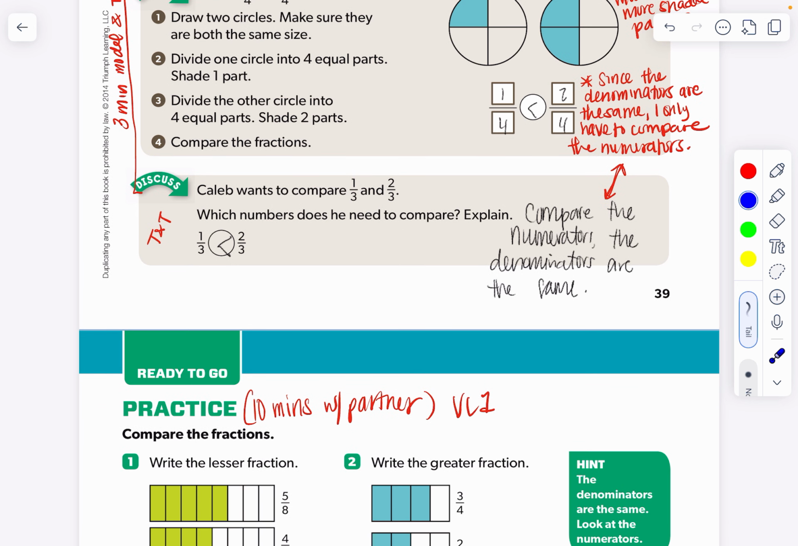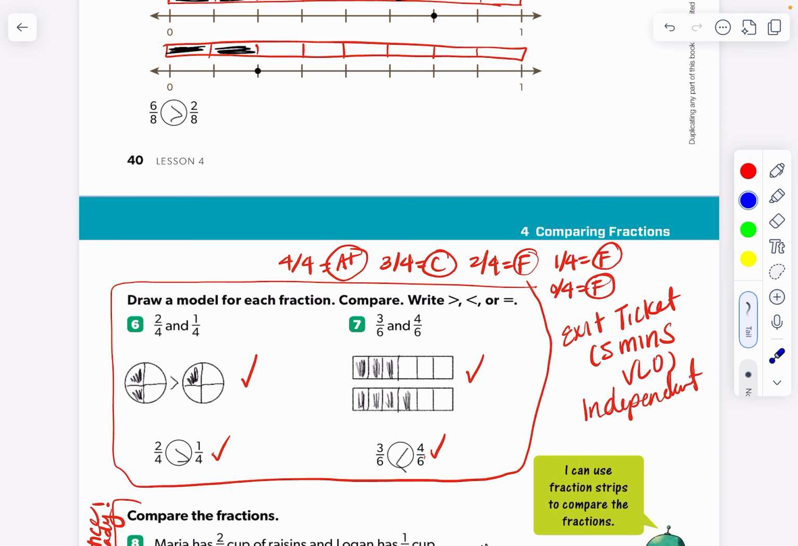Then you'll launch them into 10 minutes of partner practice out of volume level 1. Note that they are working with fraction models, fraction strips, fraction circular models, and having to determine which is the lesser fraction or the greater fraction before jumping in and using those comparison symbols. They even are thrown the number line, which should be fine because we did some work with the number lines yesterday. And then they are going to spend about 5 minutes drawing models and comparing the fractions.